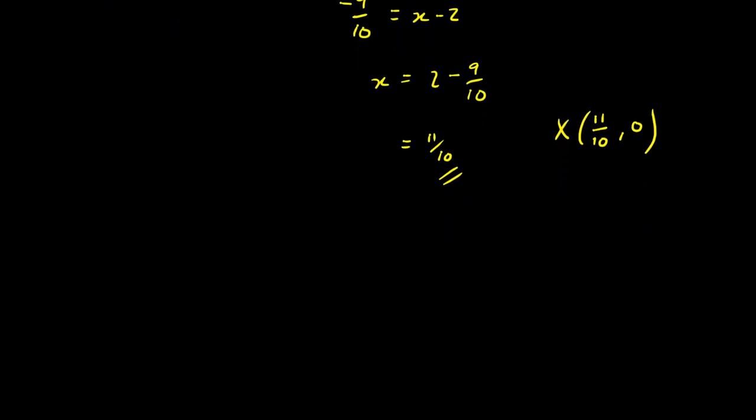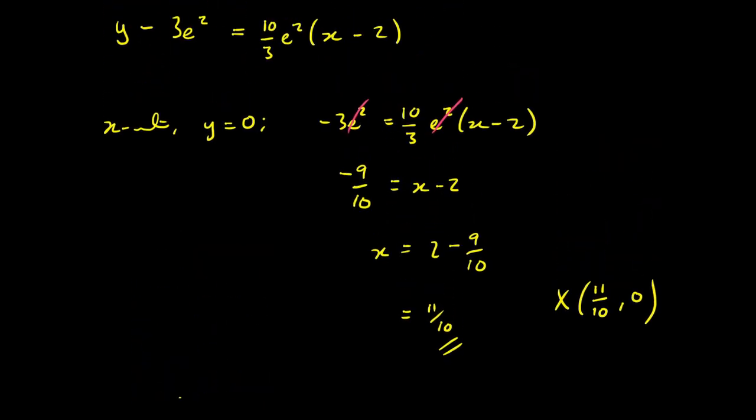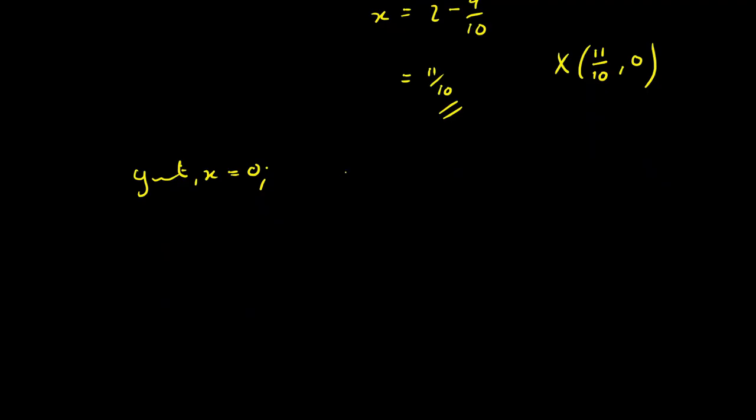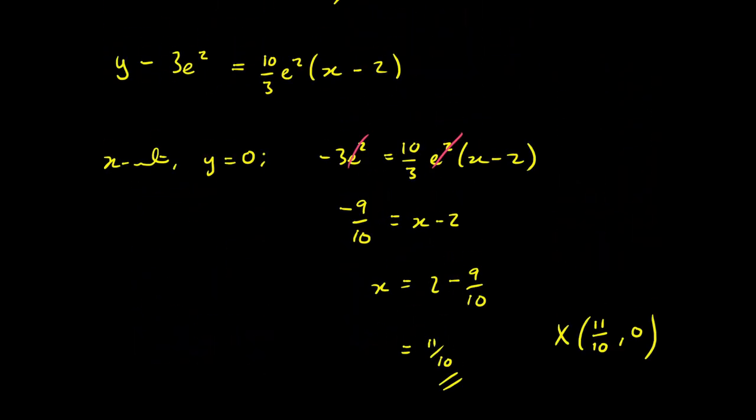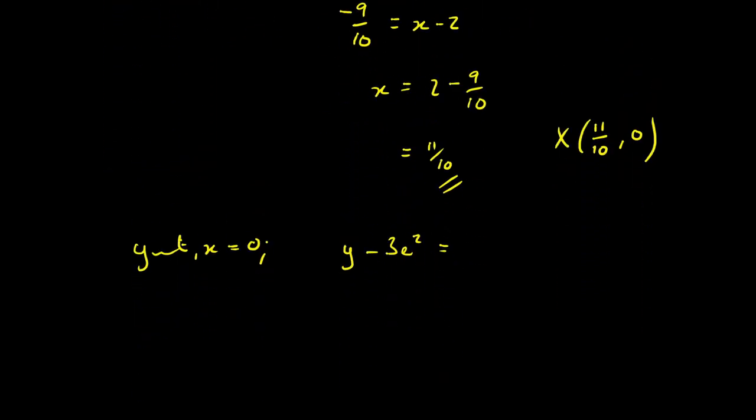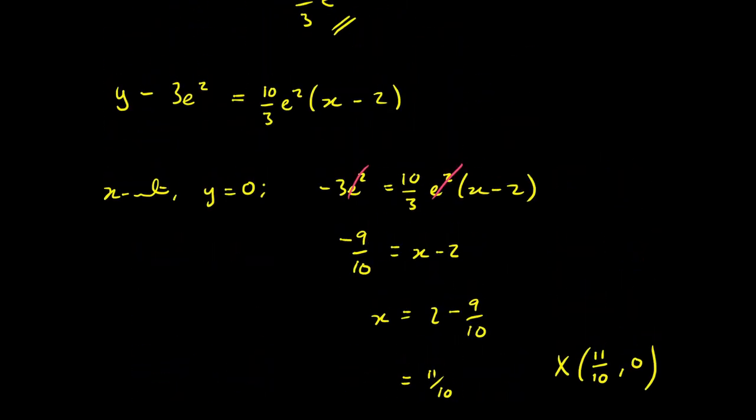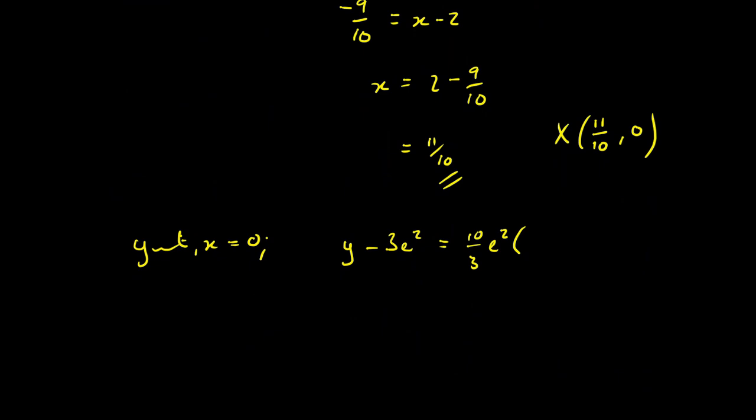And what about the y-intercept? The y-intercept is when x is equal to 0. So substitute in x is 0. So we're going to get y minus 3e squared is equal to m, 10 upon 3e squared, bracket, x, which is 0, minus 2. So minus 2. Okay, so let's now simplify all that. So we've got y minus 3e squared is equal to, sorry, negative 20 upon 3e squared. I think that's right.